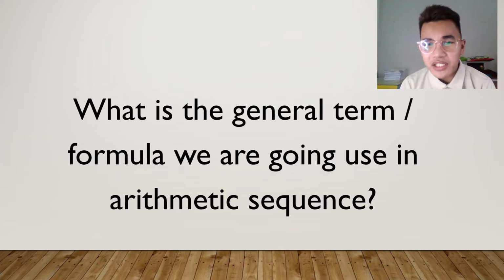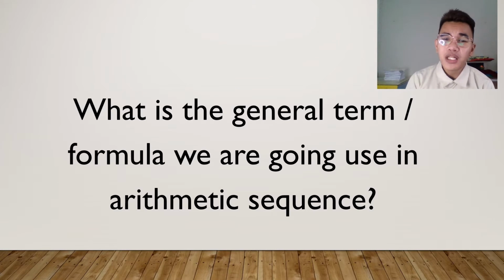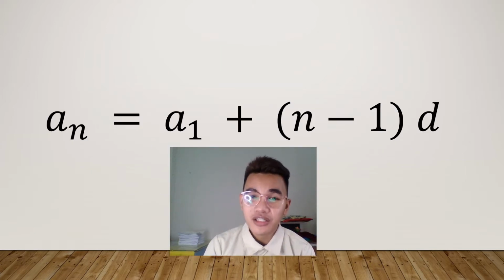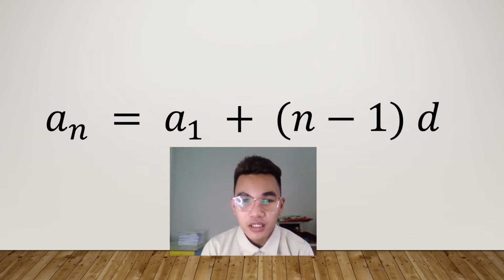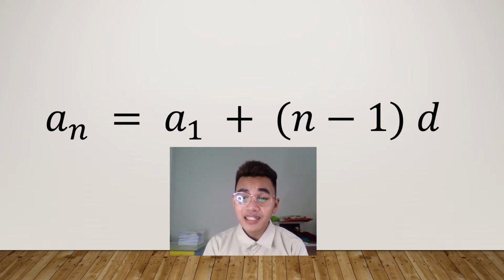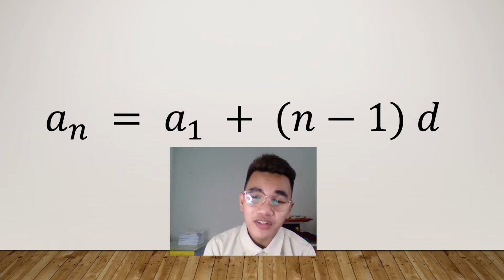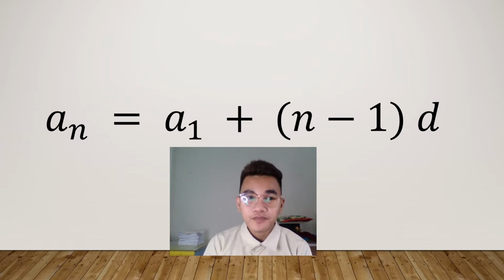Next, what is the general term or formula we are going to use in arithmetic sequence? That is a sub n is equal to a sub 1 plus the quantity of n minus 1 multiplied by d. Okay, so those are the topics that you answered on your activity last week.